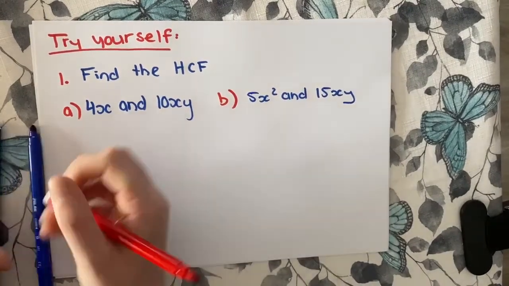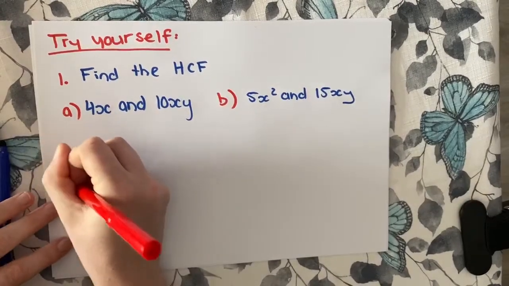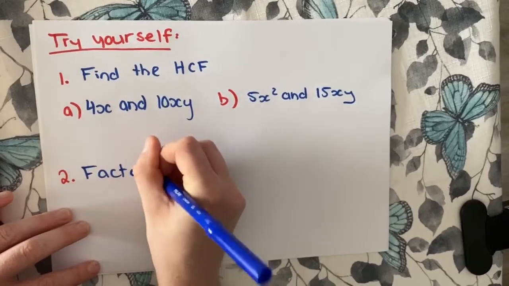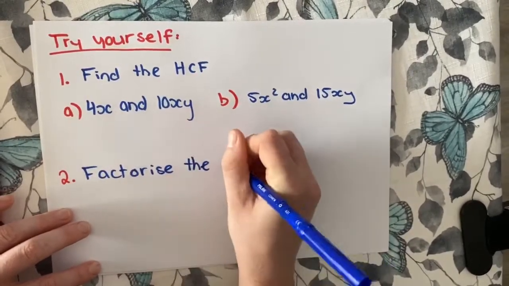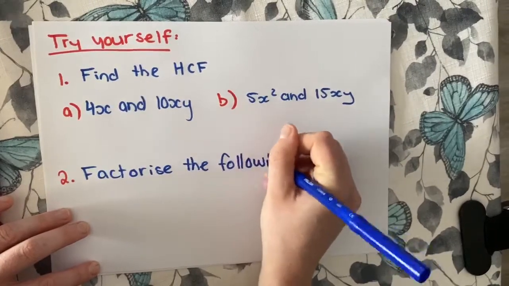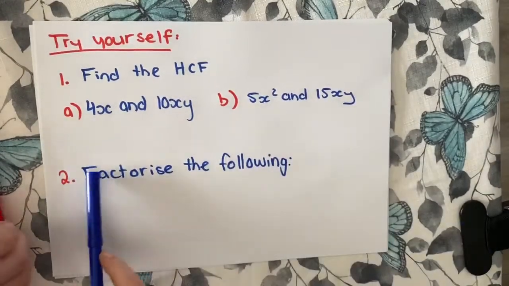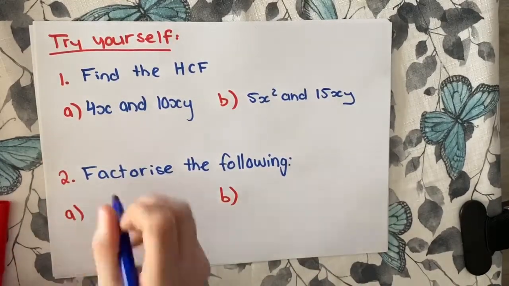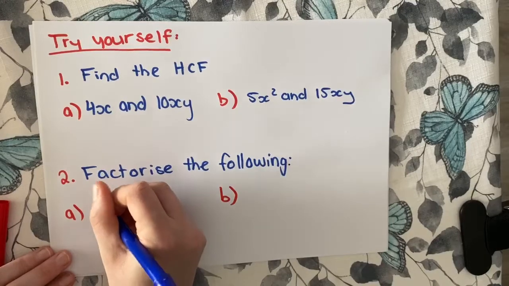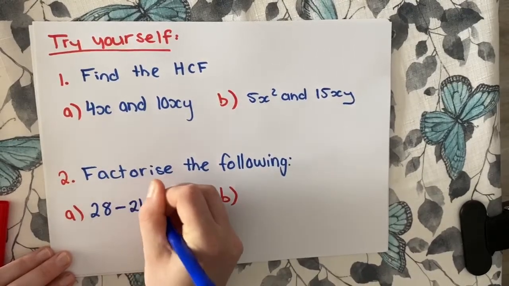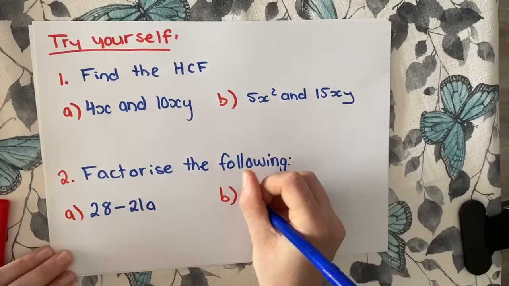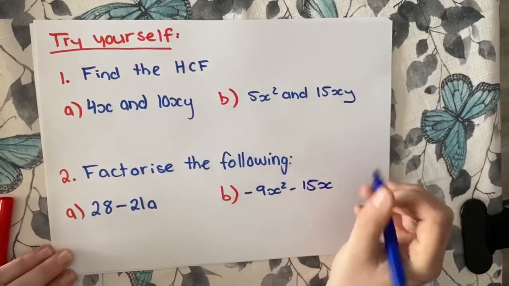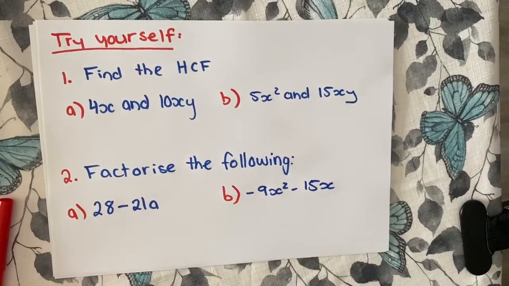So then your second try yourself question to do will be a factorise. That's our first one and our second one. So our first one is also going to be similar, either one in different order. And then we've got another one with a negative, similar to the one in the example I did before. Alright, so try yourself, email them to me.